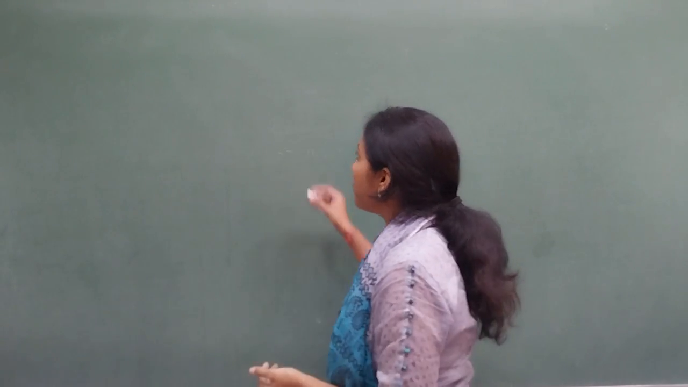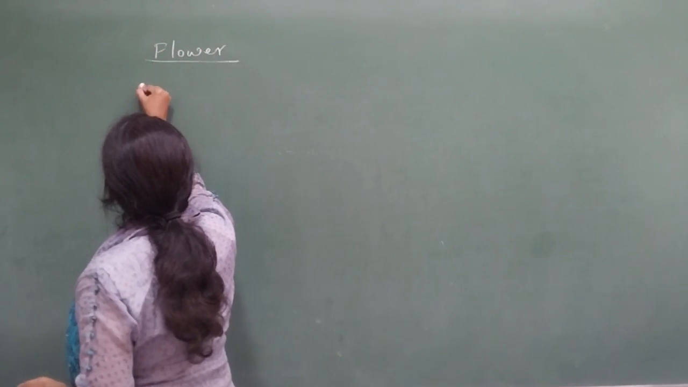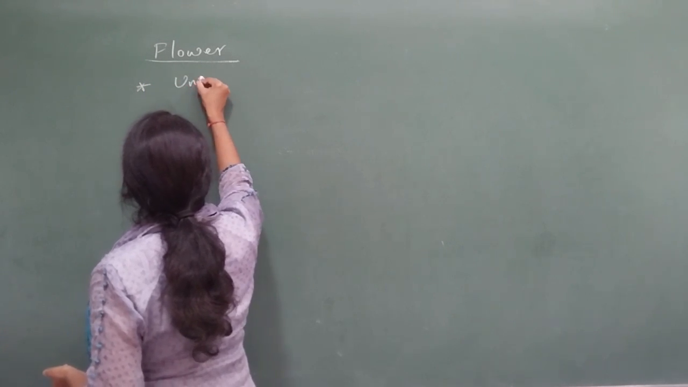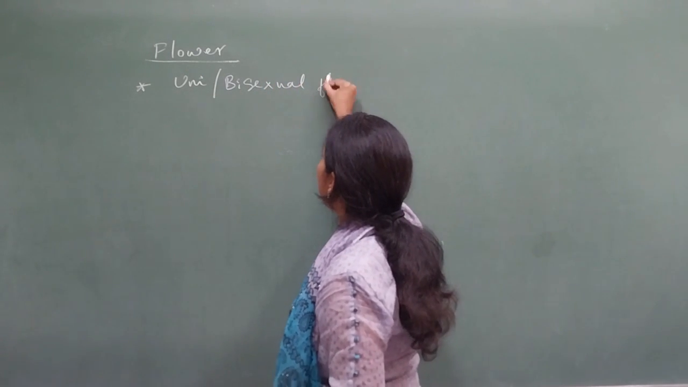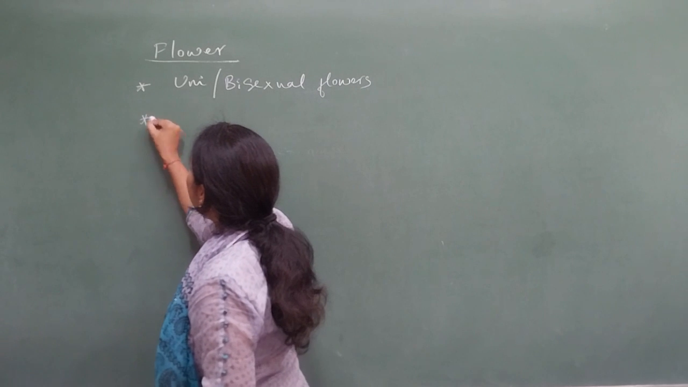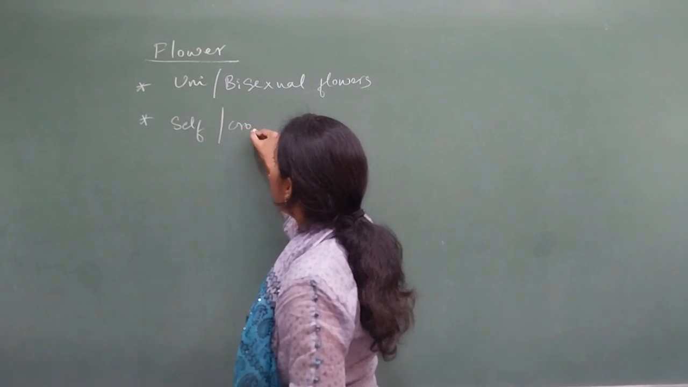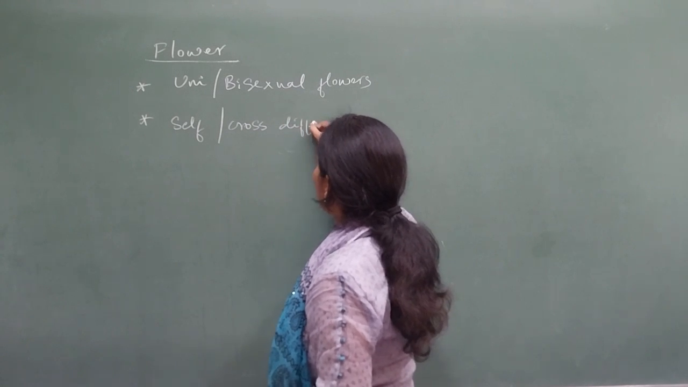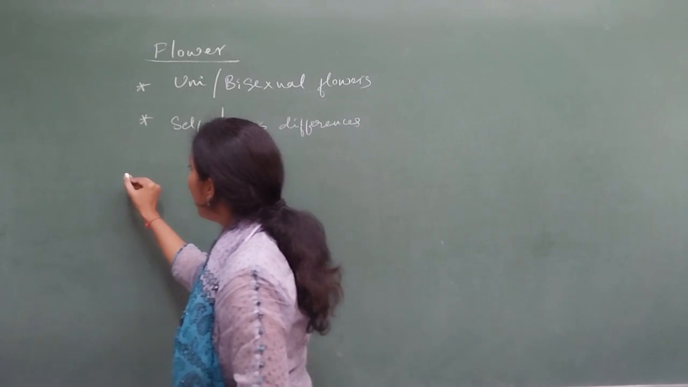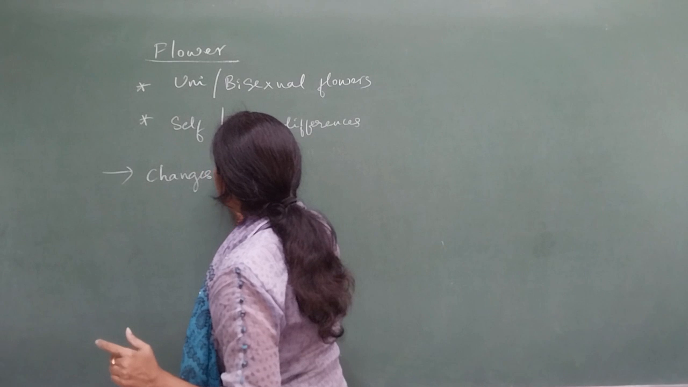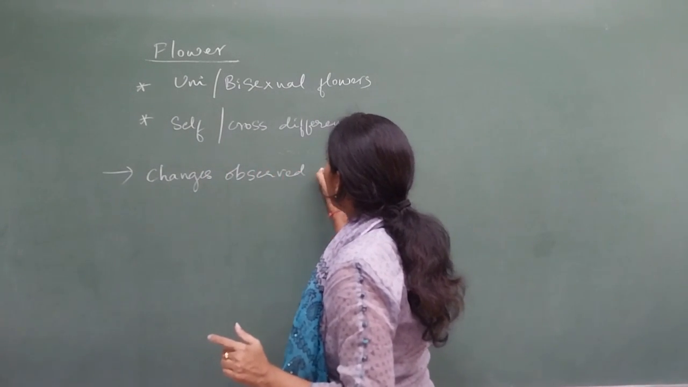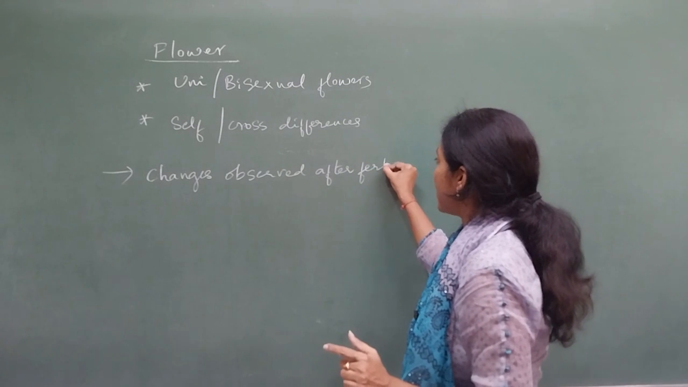And coming to sexual mode of reproduction, right? So here first thing is, when you talk about reproduction in flower, so they will ask you unisexual or bisexual flower differences. So what are the differences between unisexual and bisexual flowers? This is one aspect. And later self-pollination and cross-pollination differences also they will ask you. Okay, self-pollination and cross-pollination. And the next very important question is, what changes are observed after fertilization.